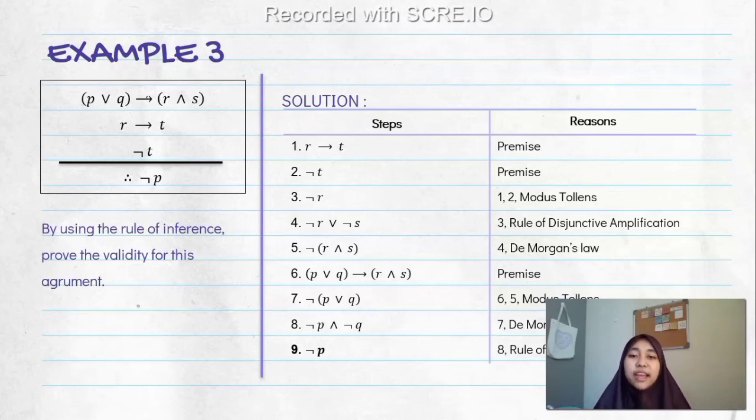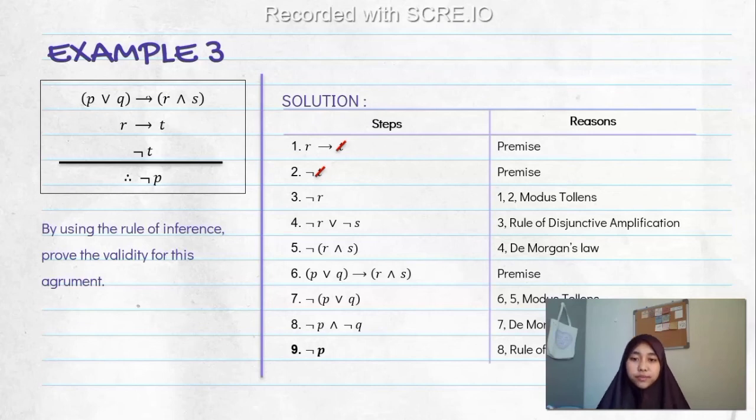First, we're going to take the second premise, R implies T, and the third premise, not T. Then we use modus tollens on both of the premises to cancel out the T, so we get not R. After that, we want to have S, so it matches up with the first premise. So we use the rule of disjunctive addition and get not R or not S. After that, we use De Morgan's law to bring out the not. So we get not in the bracket R and S.